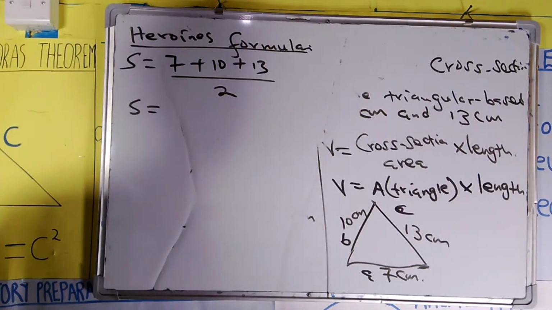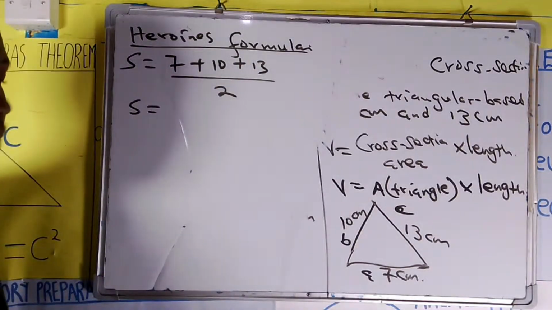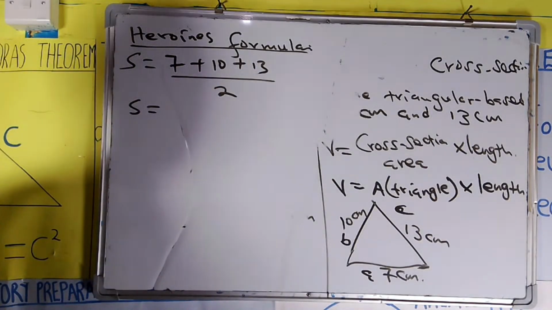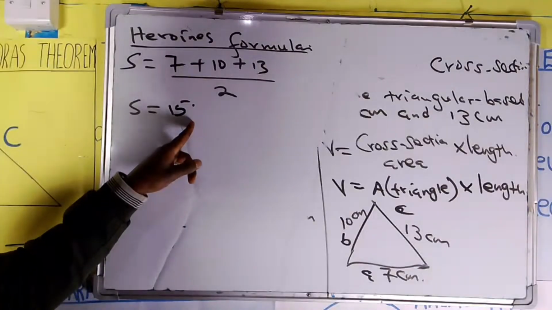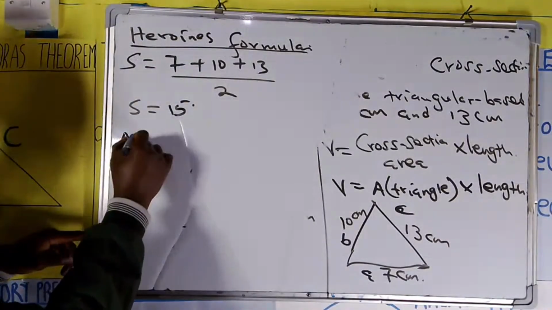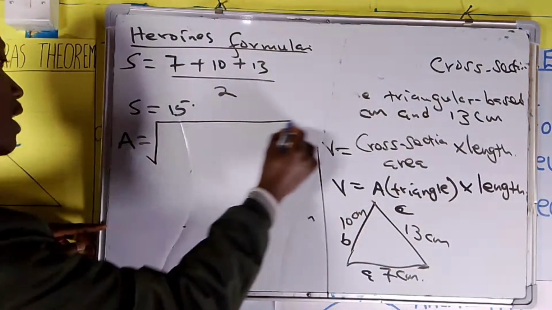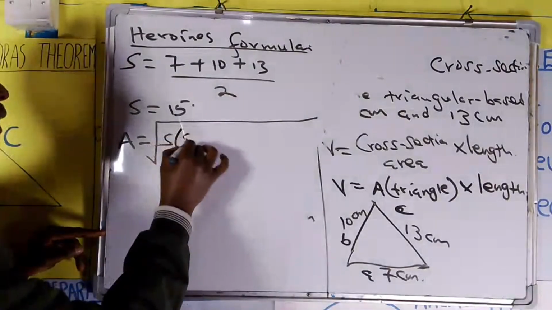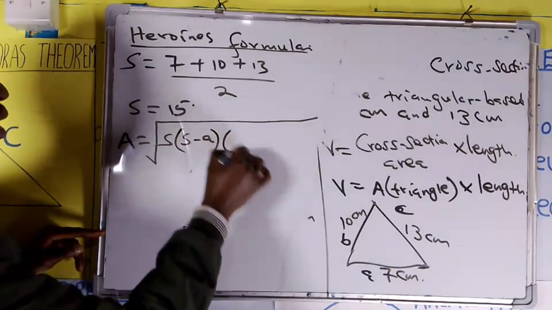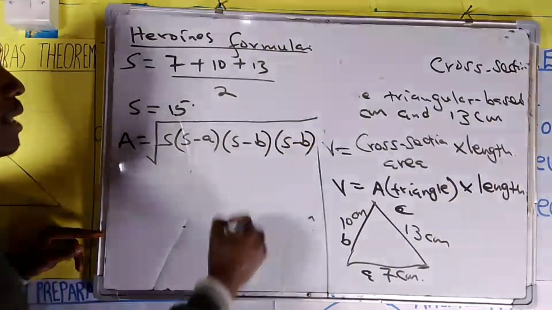So our S is going to be 7 plus 10 is 17, 17 plus 13 is 30, and 30 divided by 2 is equal to 15. When we get our S as 15, for us now to find the area of the triangle, the formula is the square root of S into bracket S minus A, open another bracket S minus B, open another bracket S minus C.